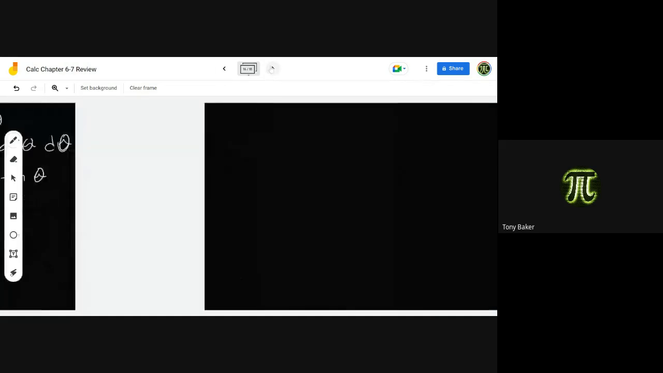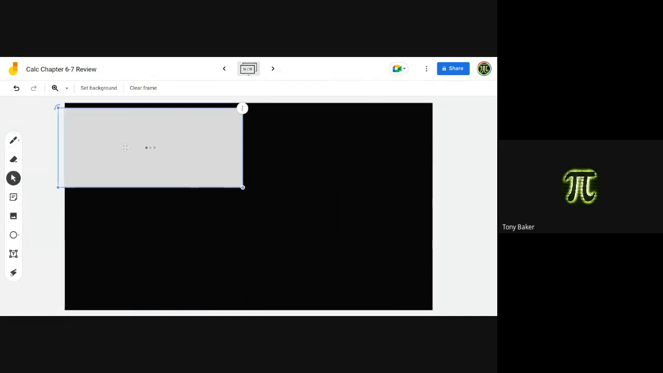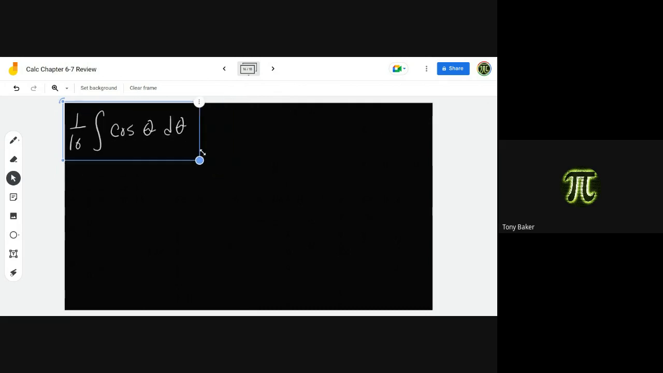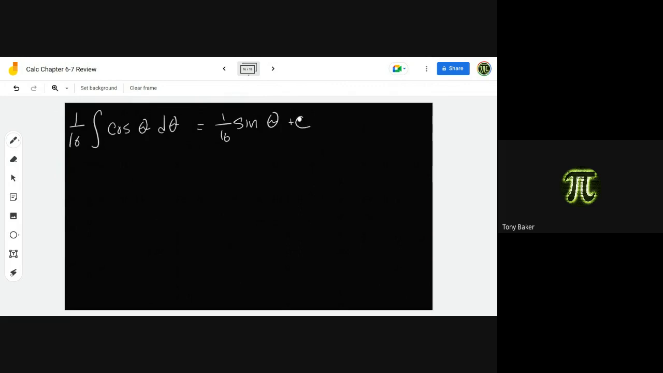All right, so let's do the integral of that. So this is 1 over 16 sine theta. Now we need to go back to x's.